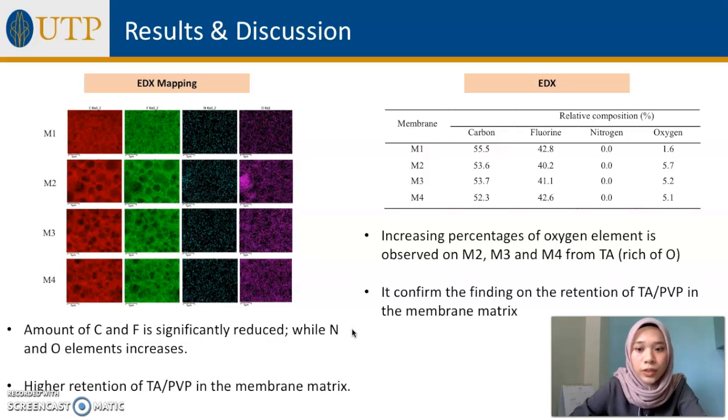This is due to the retention of TA and PVP in the membrane matrix. From the EDX composition analysis, it is also observed that there is an increase in the percentage of oxygen element in M2, M3 and M4, which justifies the successful incorporation of the additive TA, which is very rich in O element, into the membrane matrix, while the abundance of N, shown here, is attributed to the presence of the PVP.